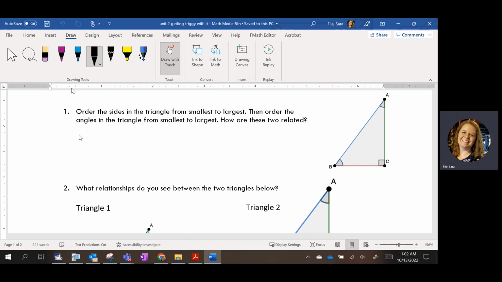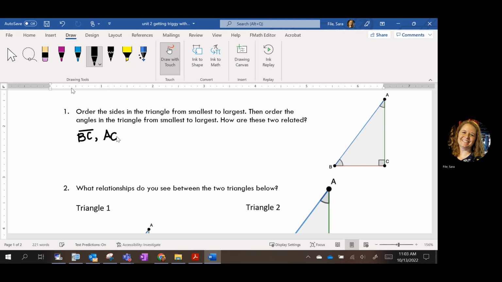Okay, so I would say side BC looks to be the shortest or the smallest. Okay, and then what? AC. So that leaves what to be the longest? Okay, so side AB. What would you call side AB since this is a right triangle? Yeah, this is the hypotenuse. So if you want to label that to kind of refresh your memory.